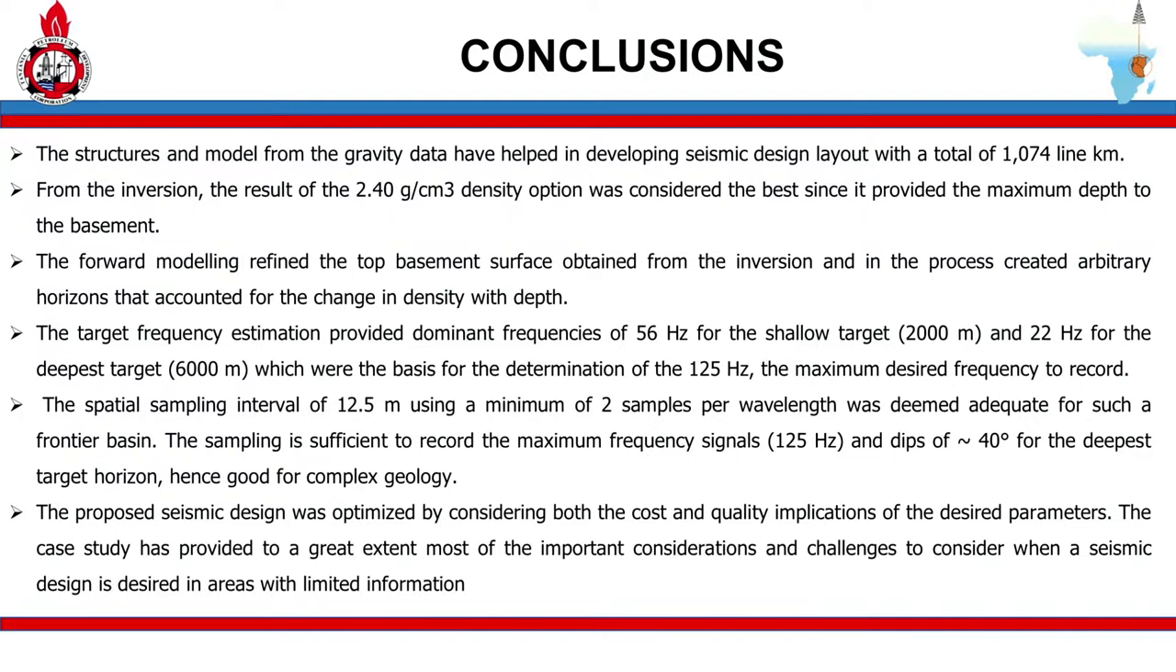From the inversion results, it was concluded that the 2.4 density option was considered the best, as it provided the maximum depth. The forward modeling refined the basement surface from the inversion and was used to create the arbitrary depth, which accounted for the change in density with depth. The target frequency estimation of dominant frequency was 56 Hz for the 2,000 meter top target, and 22 Hz for the deepest target of 6,000 meters. We have the spatial sampling interval of 12.5 meters, which we concluded could be the best.